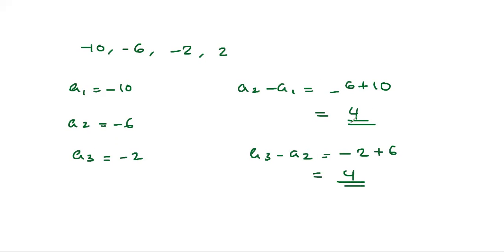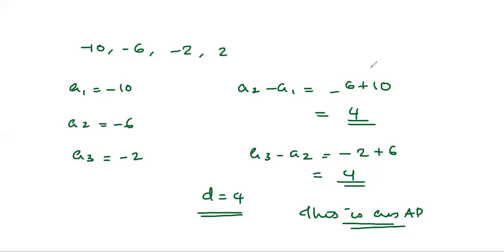Here also, the difference between the two consecutive numbers is a constant, and that is equal to 4. So we can say the common difference of the sequence is 4, and this is an AP. Okay, this is also an AP. So these were simple problems. Now we are moving to certain difficult questions.